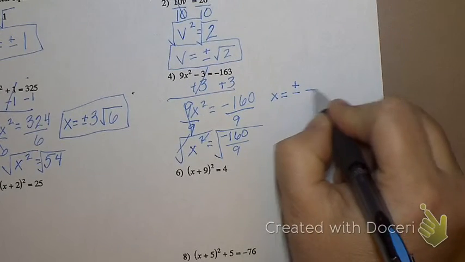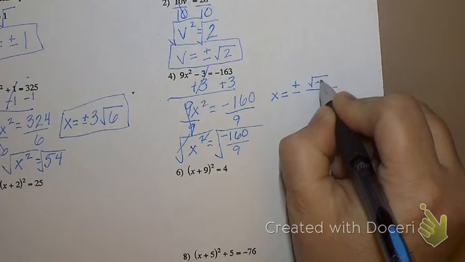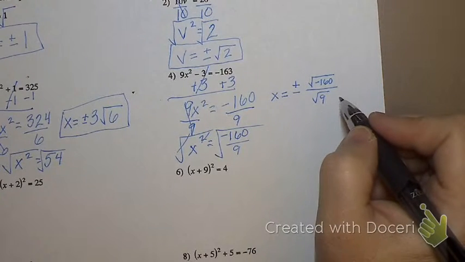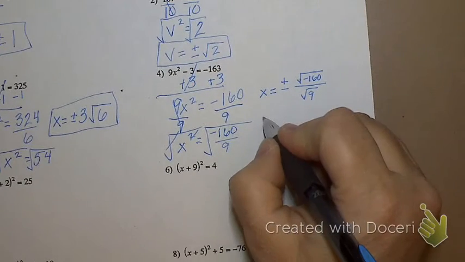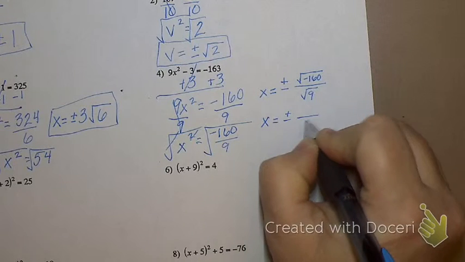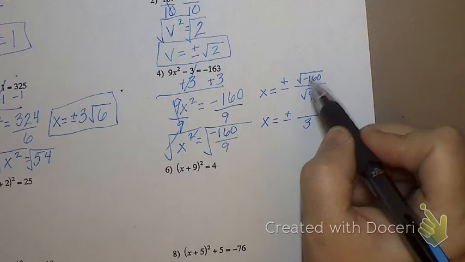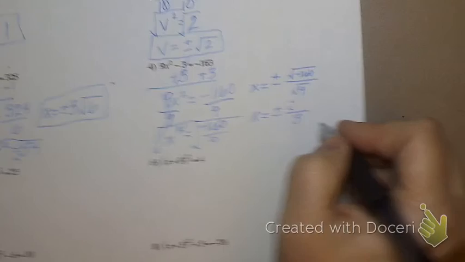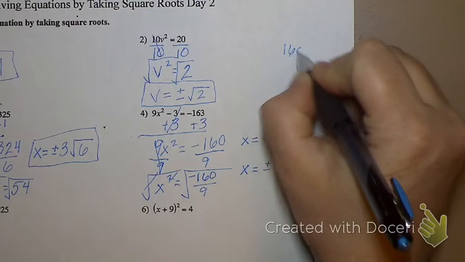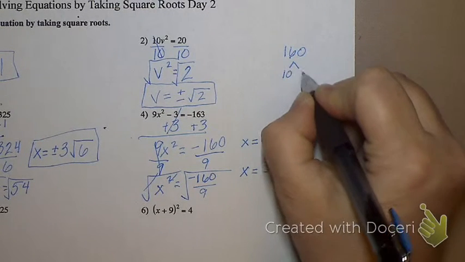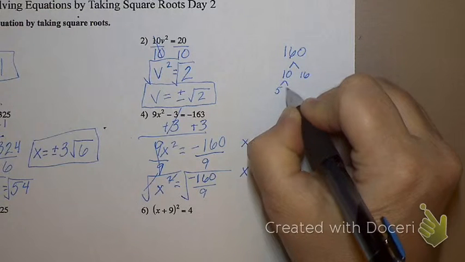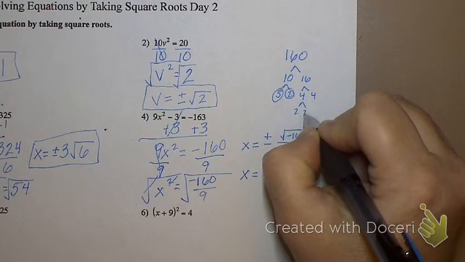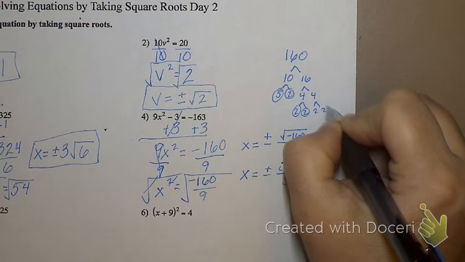Now let's think about this for a minute. I have basically the square root of negative 160, and on the bottom I have the square root of 9. Yes? What is the square root of 9? 3. So I know I have a 3 on the bottom. Negative 160, I know I'm going to have to take out an i, aren't I? Because it's a negative. And then can I draw a tree for 160? Let's see, 10 and 16. 5 and 2, 4 and 4, 2, 2, 2, 2.